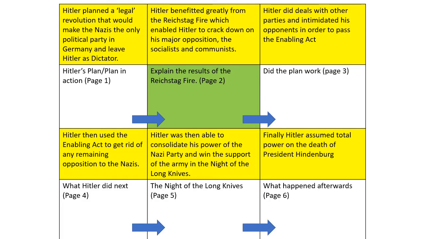Okay, I just need you now to do a little bit of note-taking. So again, just put the subheading: Hitler benefited greatly from the Reichstag fire, which enabled Hitler to crack down on his major opposition, the socialists and communists. And again, what I need you to do is explain the results of the Reichstag fire and explain the results of the election of March 1933. So again, that information on page 2.